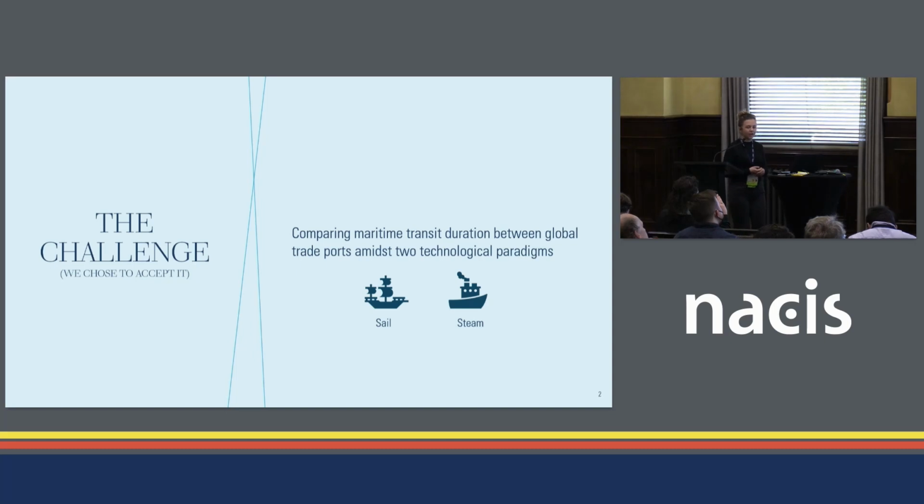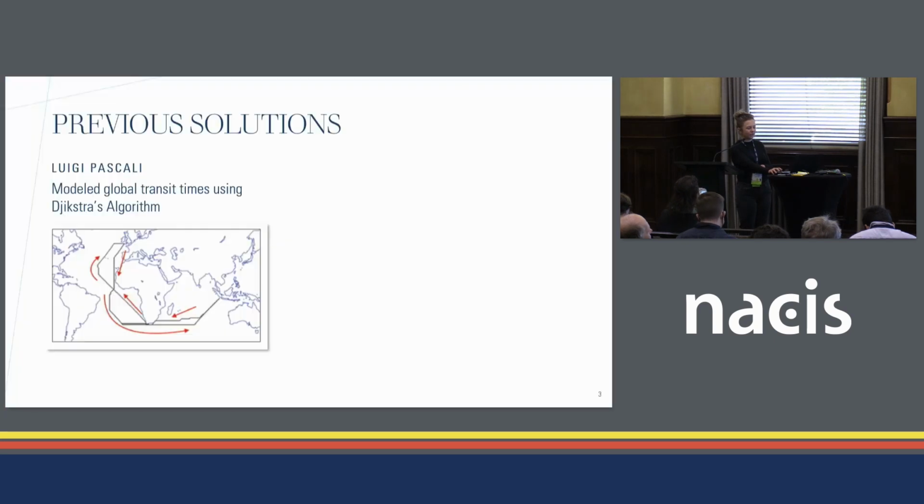So their challenge to us, and we did choose to accept it, was to engineer a method which we could use to compare maritime transit between a list of global trade ports amidst two different technological paradigms, the sailboat and the steam engine. And originally, when they approached us with this question, they brought us Luigi Pascali's 2017 paper in the American Economic Review, where Pascali used a weighted wind raster to compute the most efficient travel times using sail and steam using Dijkstra's algorithm.